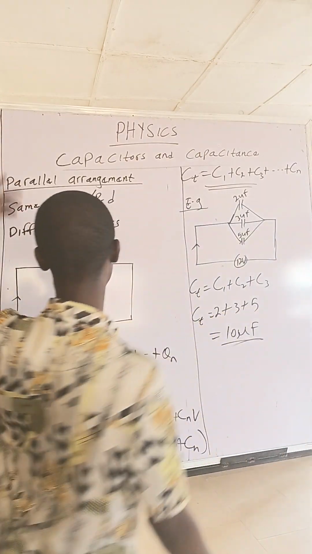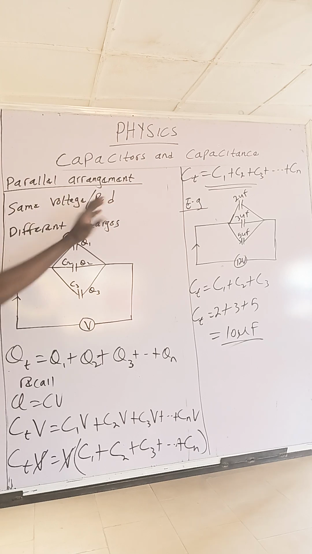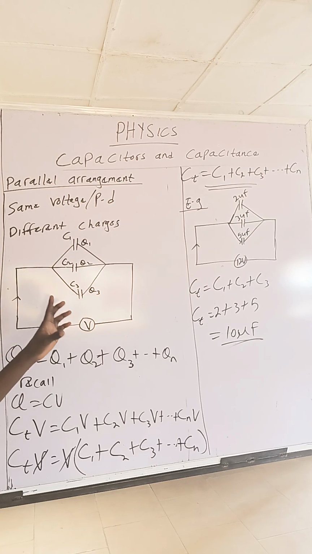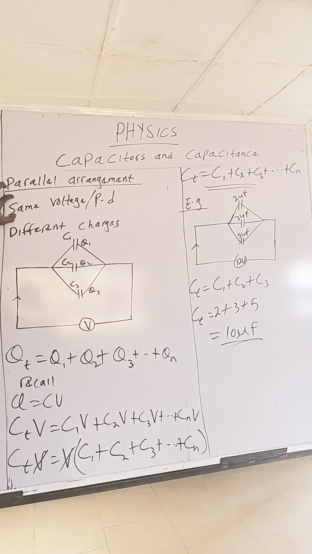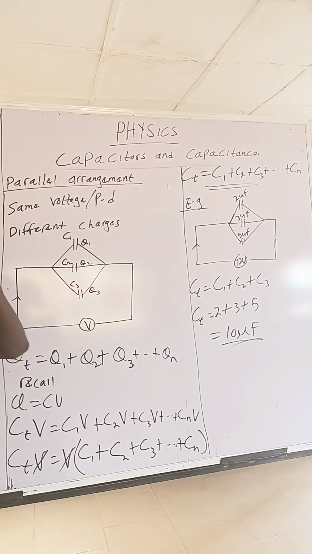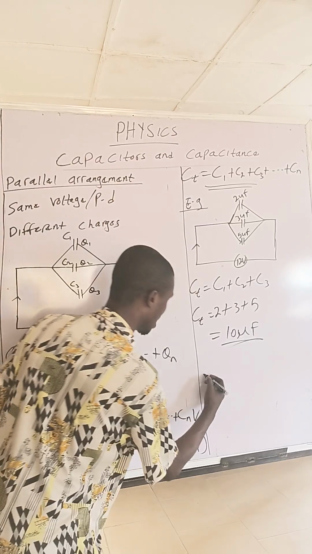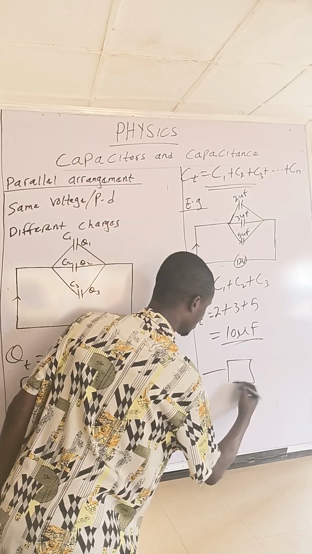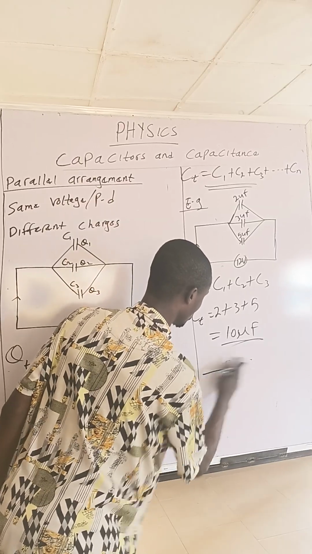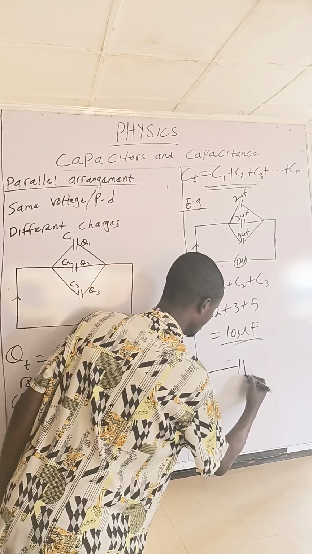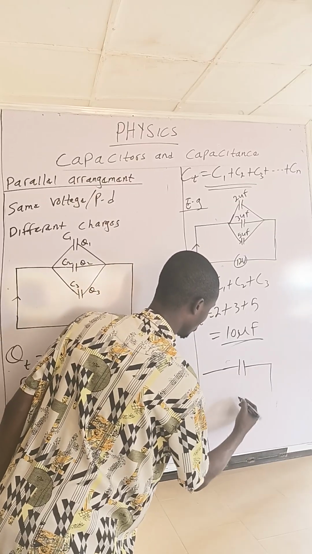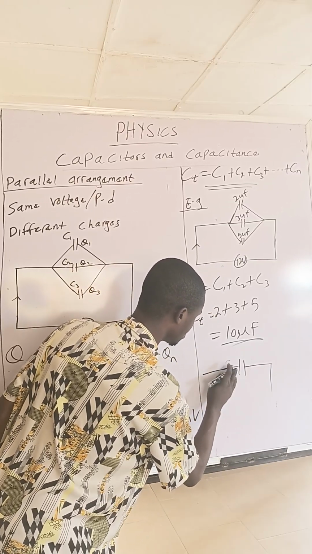Now, in a parallel arrangement, as known, the same voltage will flow across them. The basic difference between them is that you have the same voltage in a parallel arrangement but different electric charges. So majorly we have it like this. Even sometimes you can have an illustration showing something like this. Don't be confused at all.